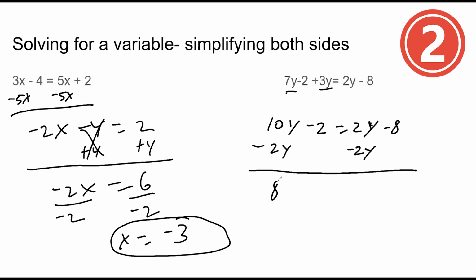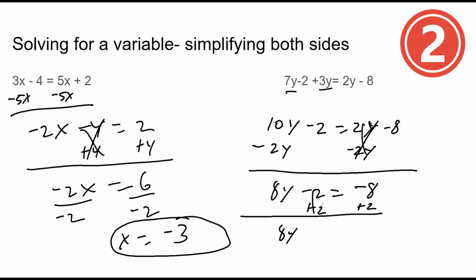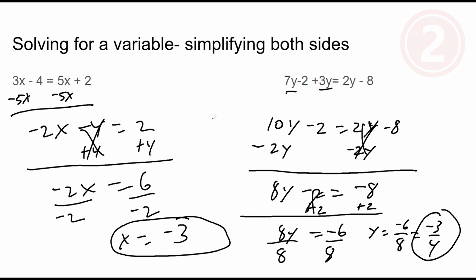Now, -2y, -2y. 10y minus 2y is 8y minus 2 equals negative 8. All right, I'm going to add 2 to both sides. This went bye-bye, by the way. So this is 8y, this goes bye-bye, equals negative 8 plus 2 is negative 6. I divide by 8, divide by 8, and I get y equals negative 6 over 8. I'm going to reduce it, divide by 2, and I get negative 3/4 is what y is.